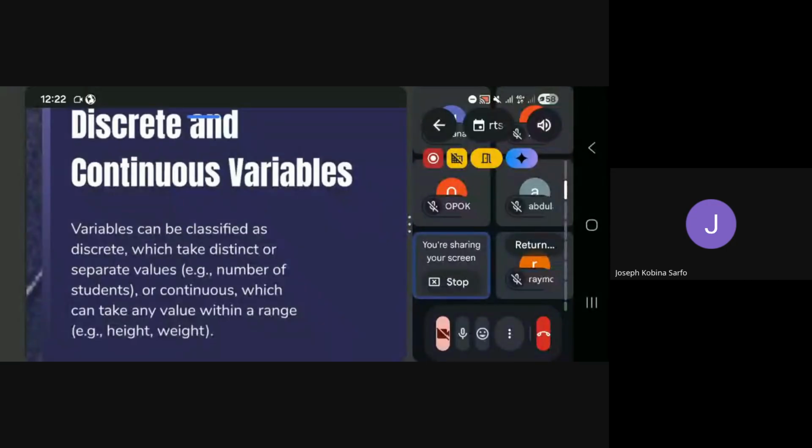So discrete and continuous variable. What is discrete? What is continuous? Let's just give ourselves some 3 minutes for the search. Just as I said, I would love to come with examples. So come in with your examples. I'll be glad.